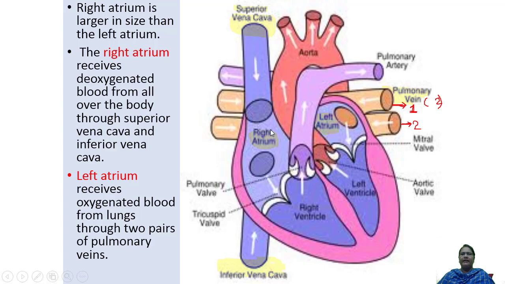Again I repeat, the right atrium receives the deoxygenated blood from all over the body through the superior vena cava and inferior vena cava. The left atrium receives the oxygenated blood through the two pulmonary veins. Now these are the two pulmonary veins, this one and this one. So these are the functions of right atrium and left atrium, or you can say the difference between the right atrium and left atrium. Okay, next.